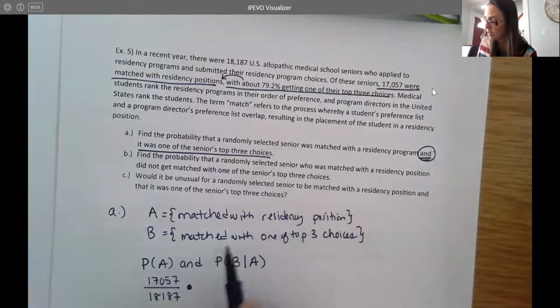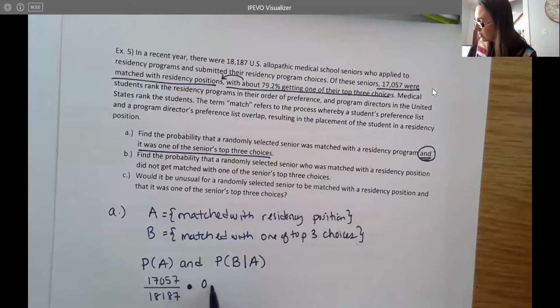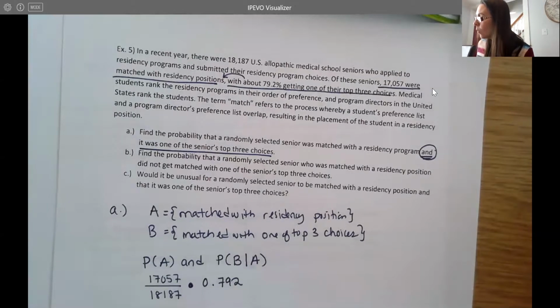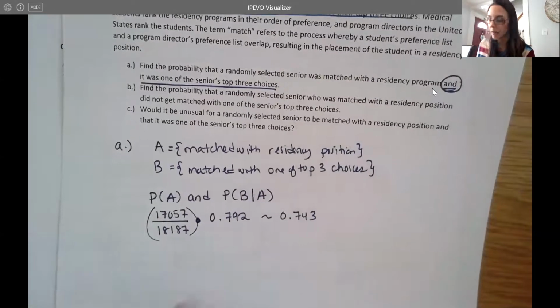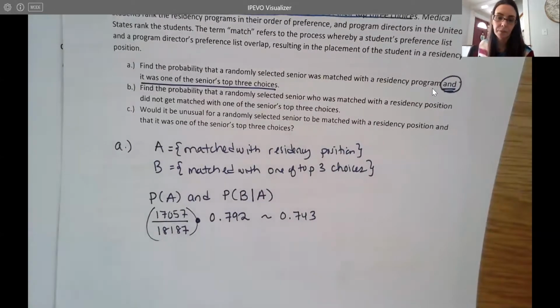So I can take that 79.2% and put it into decimal form. So 0.792. When I go ahead and multiply those through, I can use my calculator here. I get 0.743. Now, when you enter into your calculator, I would do this first group first, leave that in my calculator, and then multiply by that 792.